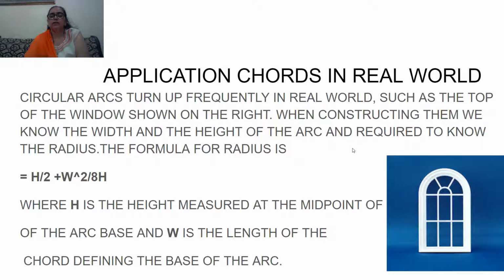Application of chords in the real world. Circular arcs turn up frequently in the real world, such as the top of the window on the right. When constructing them, we know the width and the height of the arc and need to know the radius. The formula for the radius is h by 2 plus w square divided by 8h, where h is the height measured at the midpoint of the arc base and w is the length of the chord defining the base of the arc.